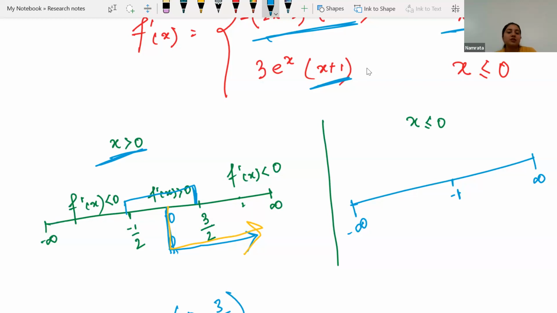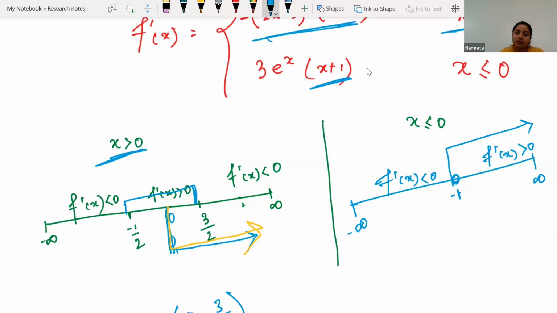We need to check in which interval the function is increasing, in which interval the function is decreasing. So if we take any test point here, let's say 0: e to the power 0 is positive, 0 plus 1 is positive, so f dash x is positive over here. If we take any test point over here, let's say -2: e to the power -2 is a positive number, -2 plus 1 is a negative number, so f dash x is smaller than 0. So in which interval is f dash x greater than 0? In this interval, -1 to infinity.